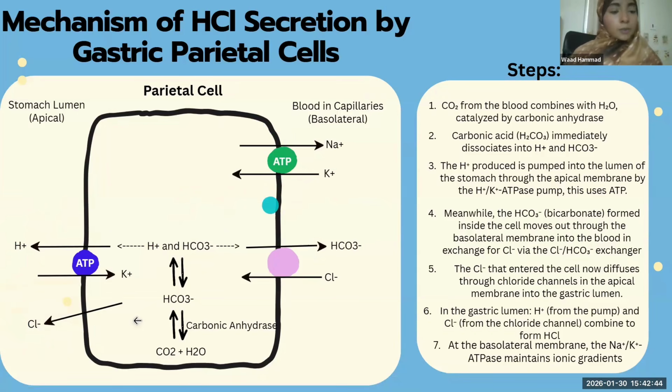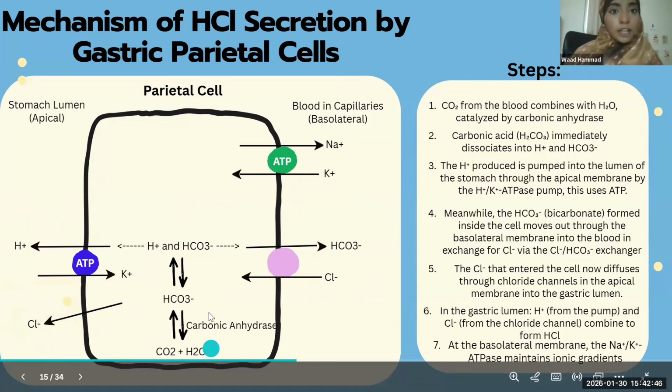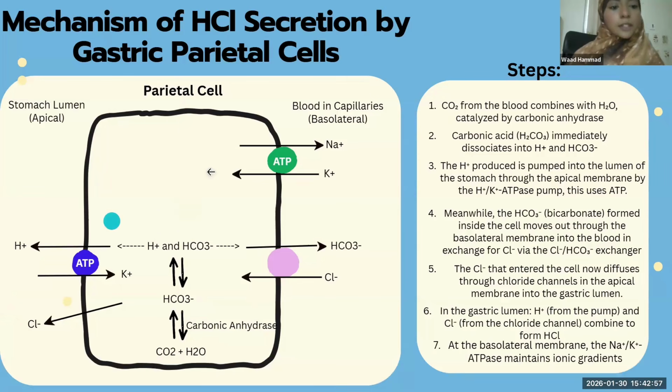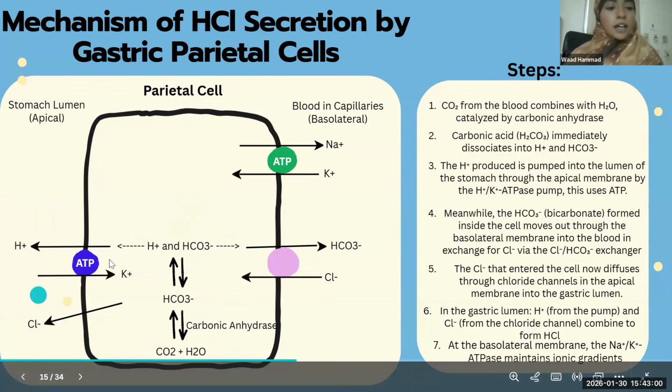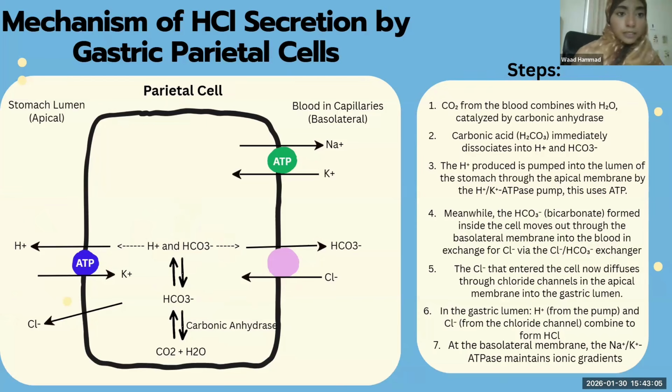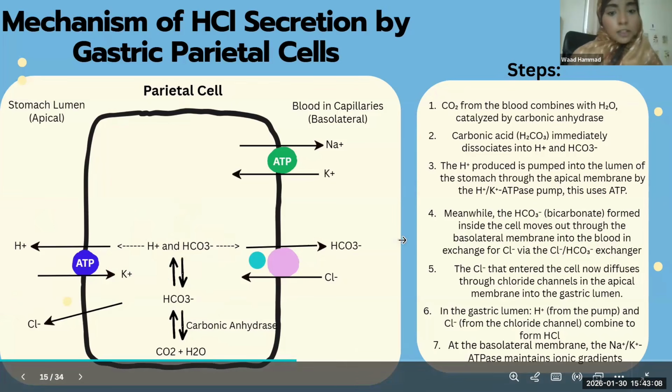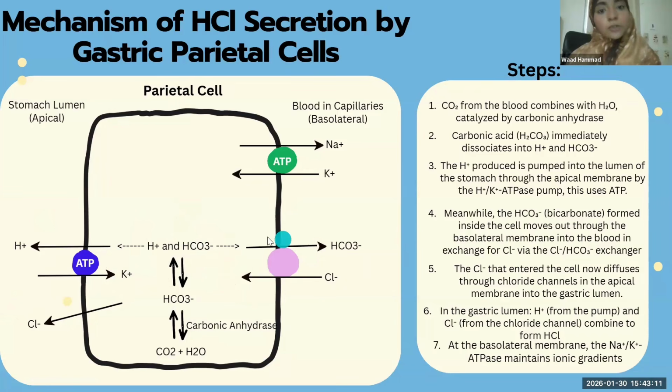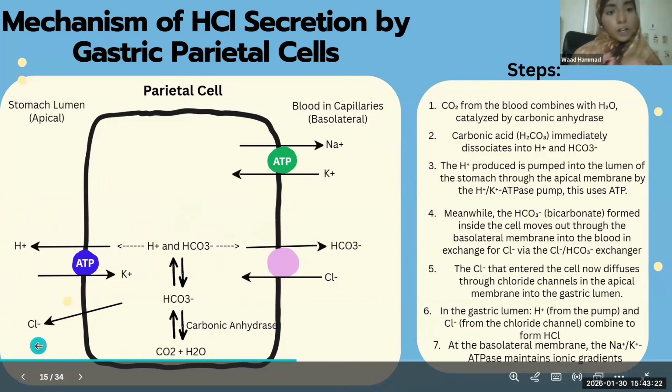So just to recap, we have carbon dioxide from respiration, and we have water. This combines in the presence of carbonic anhydrase to make carbonic acid. Carbonic acid is not stable at all. It breaks down into the proton and a bicarbonate ion. Our proton goes outside to our stomach lumen, and in the process of using ATP, it also brings a potassium ion in. On the other end, a bicarbonate ion goes into the blood in our capillaries, and in the process brings in a chloride ion. Chloride ion coming in is perfect because we want it to diffuse out to combine with our H plus to make hydrochloric acid.